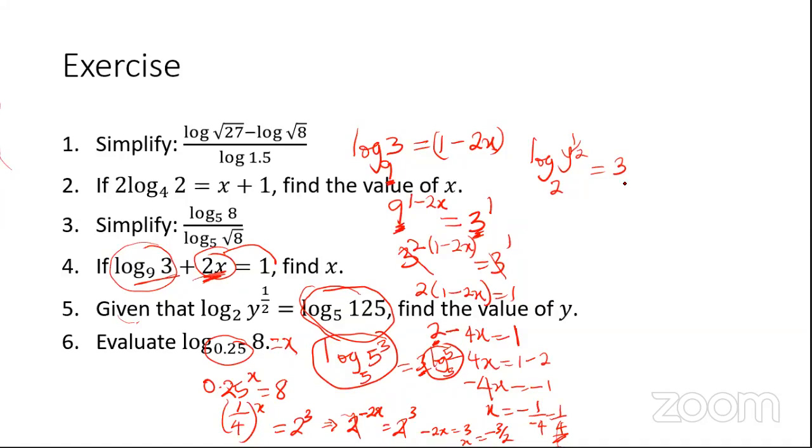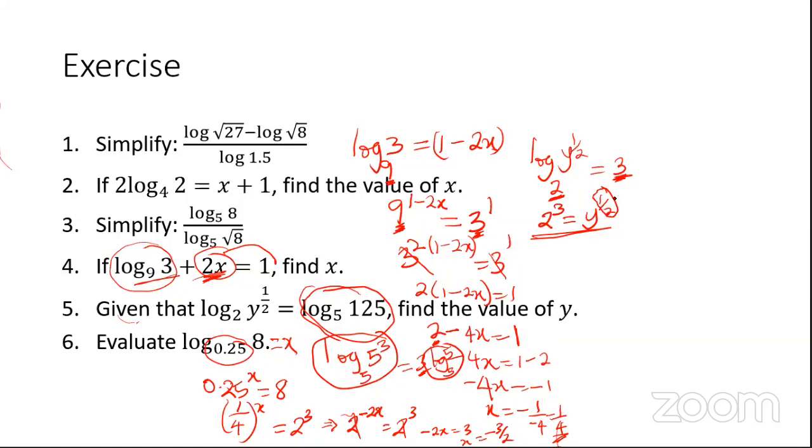And don't forget that the answer of the logarithm is called the exponent, to which we raise this base 2, raised to power 3, to give us the number y raised to power half. So how do you solve this equation? 2 raised to power 3 is equal to y raised to power half. Don't forget that what we are looking for is y. So this half should go away.